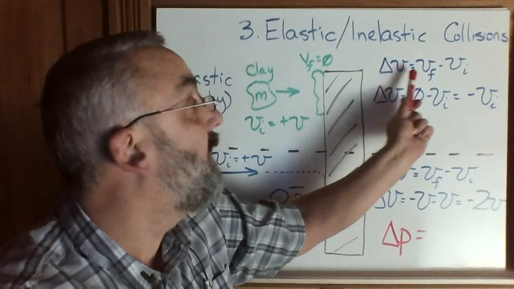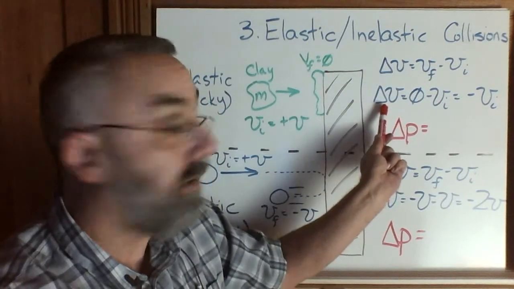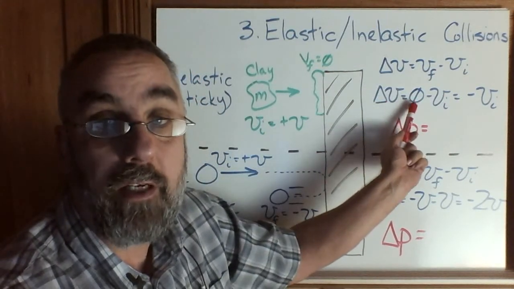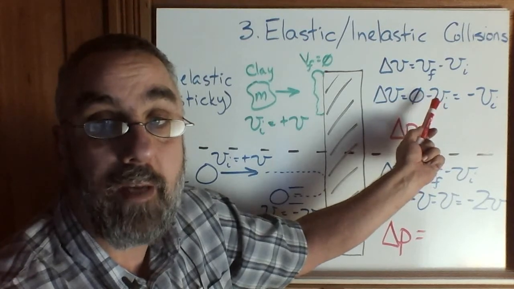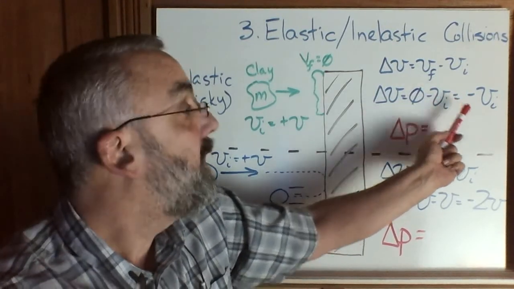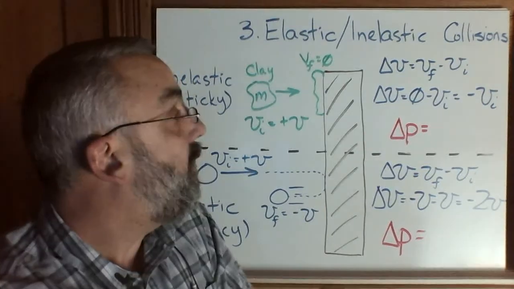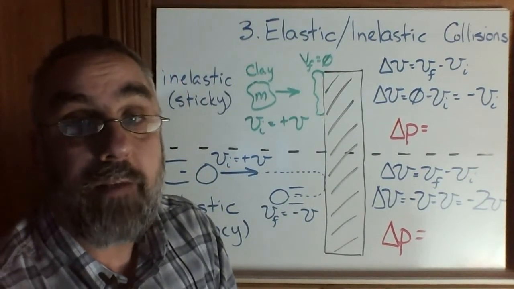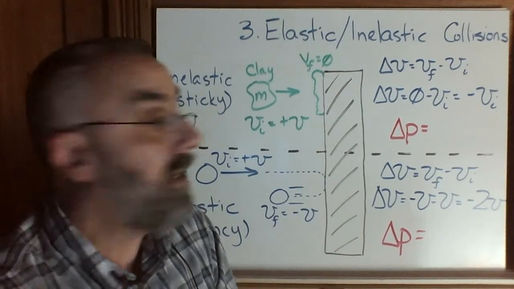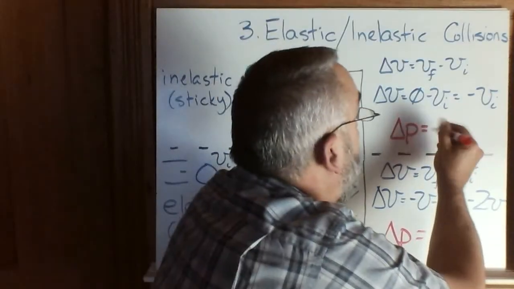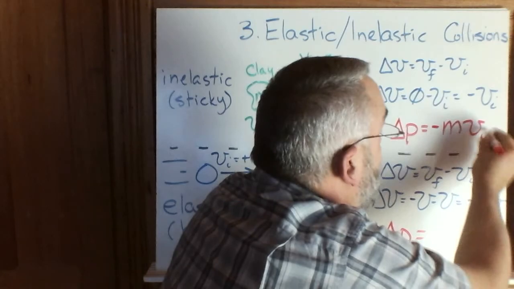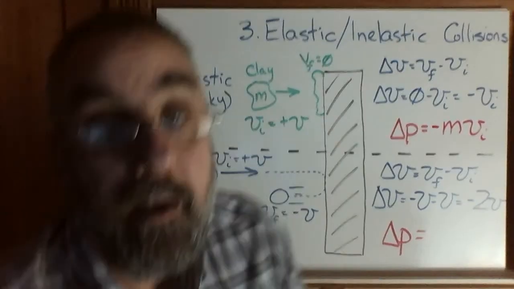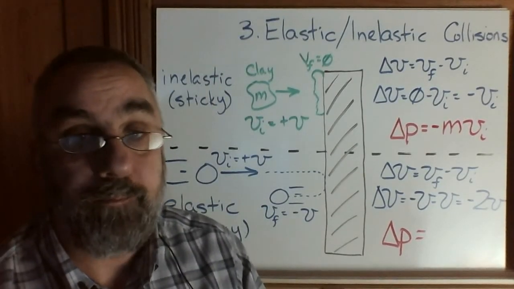If we come over here, we can calculate the change in velocity. Delta V, delta anything, is always the final minus the initial. So our change in velocity is going to be, well, the final is 0, minus the initial, which was V sub I, is going to give you negative V sub I. So when we calculate the momentum change of that piece of clay, we have m times V initial. And we can put the negative sign in there if we want as well.